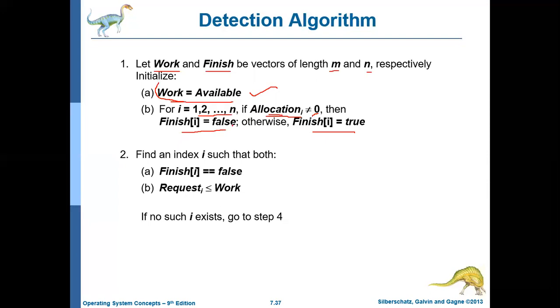Based on this check, we are doing this, right? And then find an index I, that is a process Pi, such that finish of I is equal to false, that is, the process has not yet completed, and request of I is less than or equal to work. That is, whatever it is currently requesting is less than or equal to the available resources, because work is nothing but equal to available. If such a process exists, then go to step 3. Otherwise, go to step 4. This step is very similar to the safety algorithm. There is no change at all.